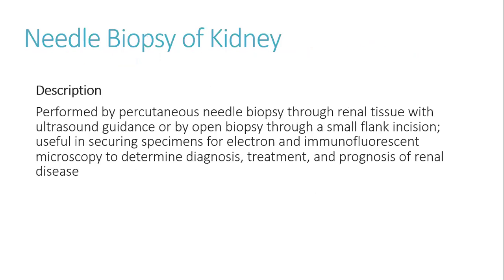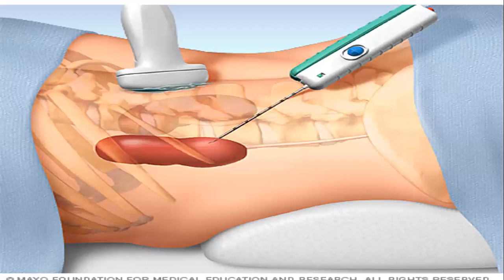And finally, we come to needle biopsy of the kidney. This is the last diagnostic investigation we are going to discuss here. It is performed by percutaneous needle biopsy through renal tissue with ultrasound guidance, or by open biopsy through a small flank incision, useful in securing the specimen for electron and immunofluorescence microscopy to determine diagnosis, treatment, and prognosis of renal disease. We can see here in the picture.